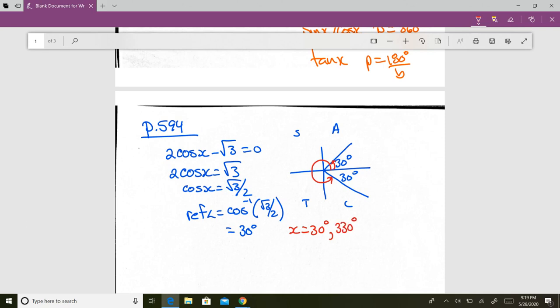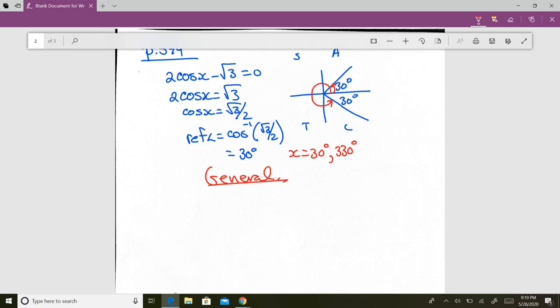All right. So there's my two answers. They want the general solution. So all you do is take your two answers, degrees plus n multiples of the period. So 30 plus n 360 and 330 plus n 360.